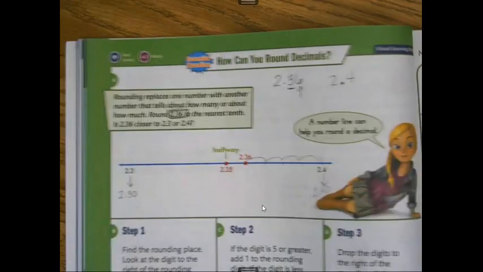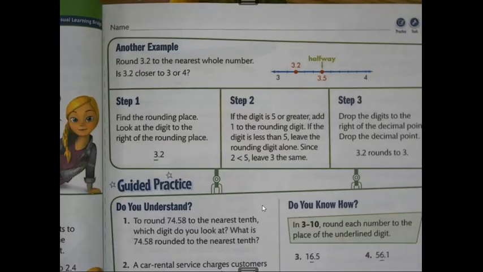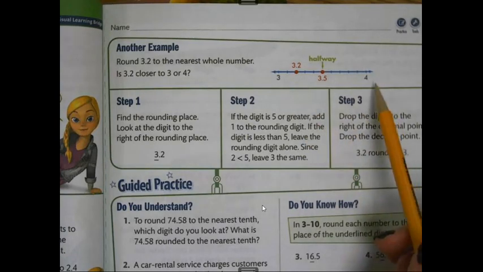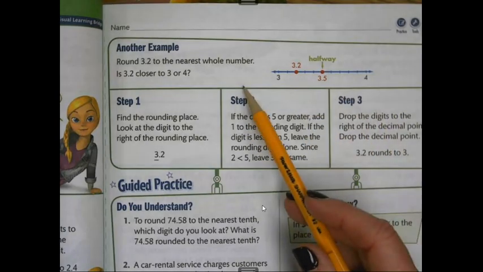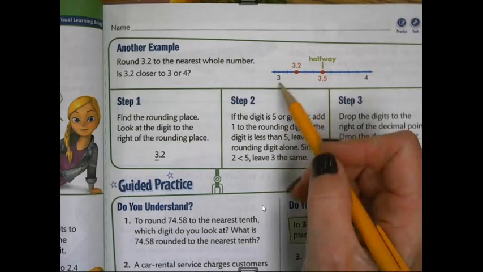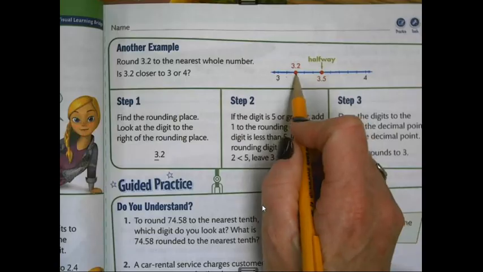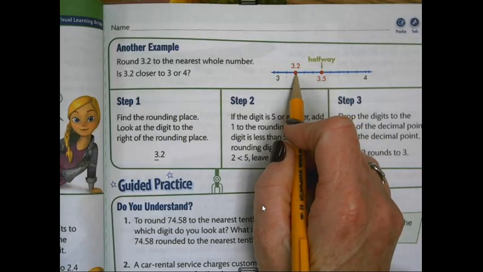let's look at another example. On page 27, if we were to round 3 and 2/10 to the nearest whole number, the question is, is 3 and 2/10 closer to 3 or 4? So we could draw the number line, and since we're working with tenths and not hundredths, we can leave this 3 and leave this 4, and this would be 3 and 1/10. They've plotted 3 and 2/10 for us.